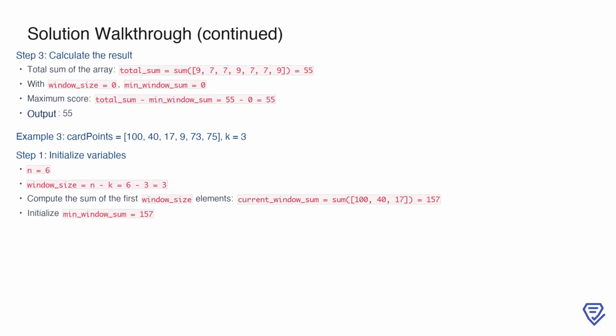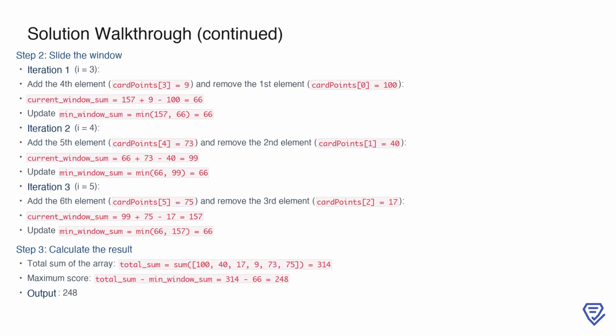The length of the array is 6, and the window size is 6 - 3, which equals 3. The sum of the first 3 elements, 100 plus 40 plus 17, is 157, which is both the initial current window sum and min window sum. Next, we slide the window across the array to find the minimum sum of any subarray of size 3.